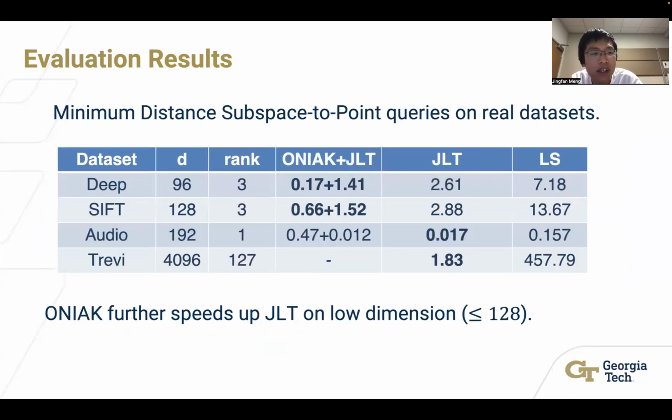We also evaluate on minimum distance queries. We use 4 real data sets of increasing dimension, and we evaluate GLT and ONIAC plus GLT with respect to linear scan. We have shown that if the dimensionality is less than or equal to 128, then ONIAC plus GLT is the fastest. It is 30 to 50% faster than GLT only. When the dimensionality is higher, GLT is the fastest.